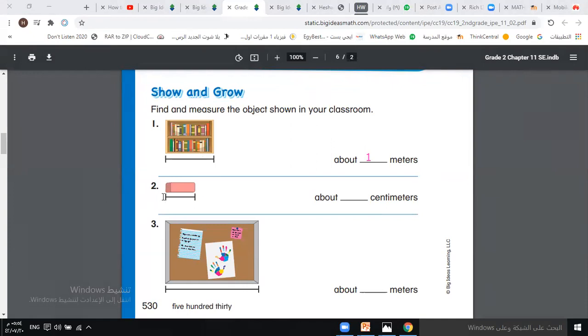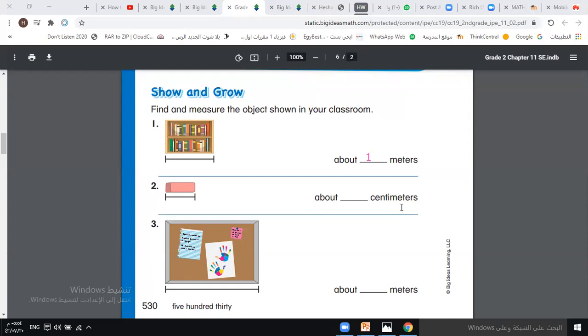Can you see in number 2? We wanted to get the length of your eraser. Your eraser equals about how many centimeters? Why do we write centimeters here? Because it's short. This is a short object. It's about how many centimeters? Who can say?